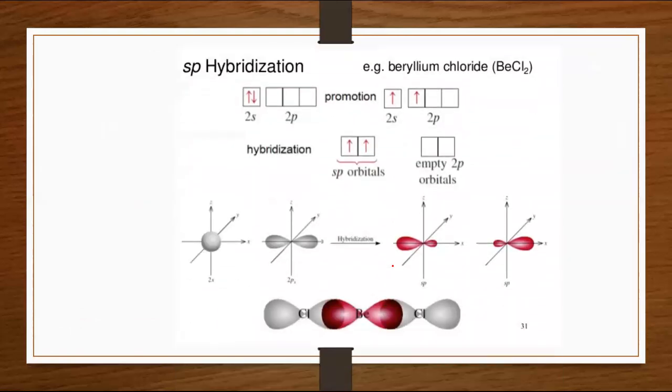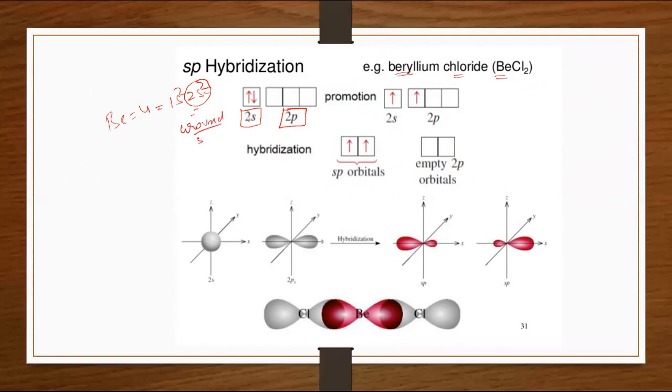So here we take an example of sp hybridization in which we discuss beryllium chloride, that is BeCl2. You know, the atomic number of beryllium is 4. Its electronic configuration is 1s2, 2s2. So 2s2 is the valence shell. We consider the valence shell, which contains the 2s as well as the 2p subshell. So this is the ground state.